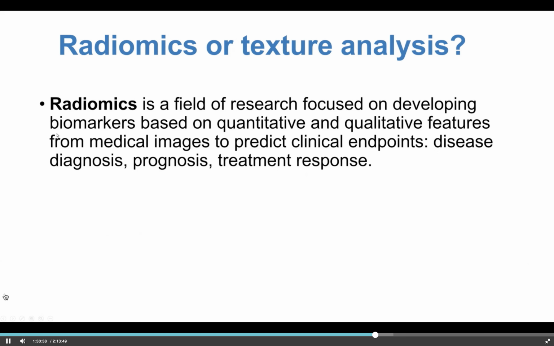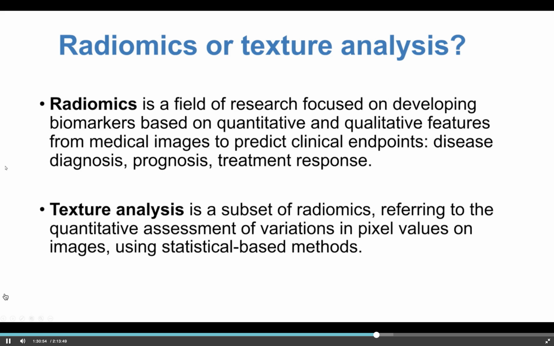A couple of definitions. Radiomics is the broader term, and it refers to the field of research focused on developing biomarkers based on both quantitative and qualitative features from medical images to predict clinical endpoints, whether that is disease diagnosis, prognosis, or treatment response. Texture analysis, on the other hand, is just a subset of radiomics, which refers to the quantitative assessment of the variations in pixel values on images using statistical-based methods. And I'll go into some very concrete examples of this so that it's clear to everyone.